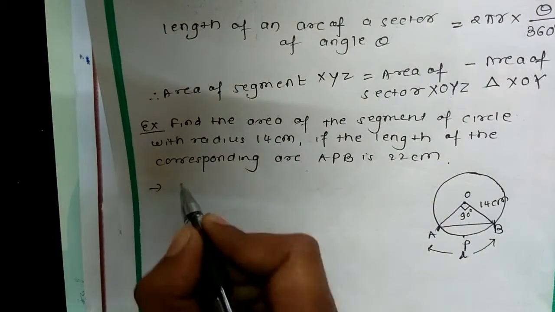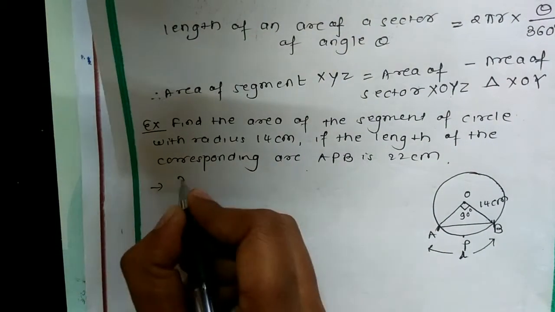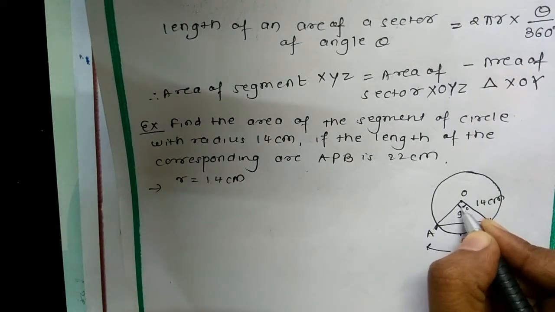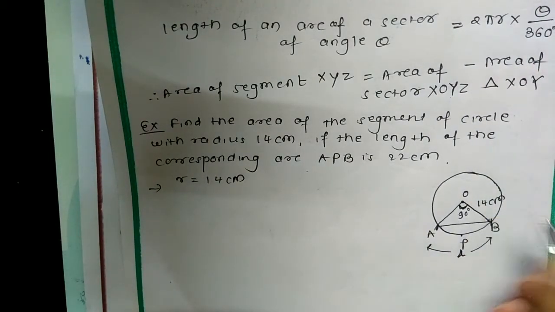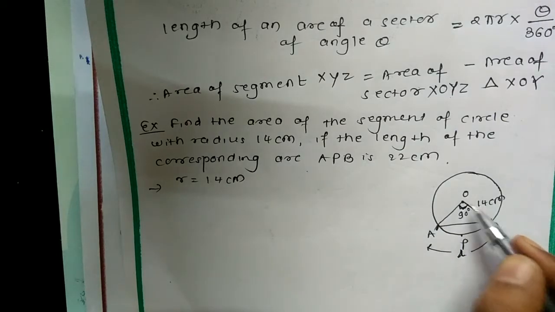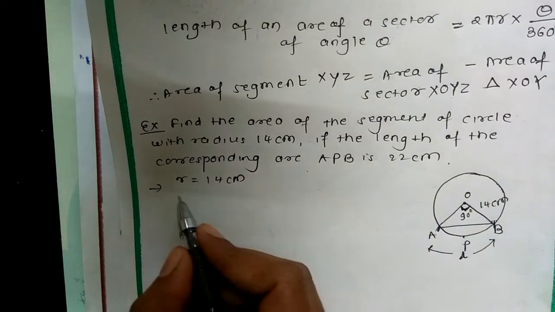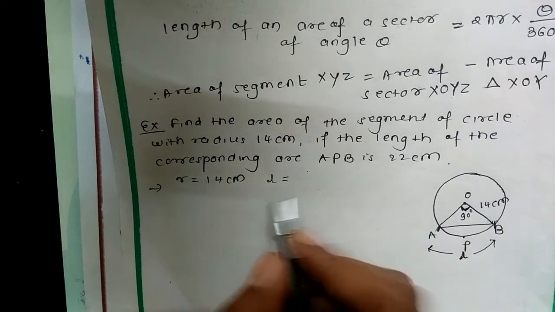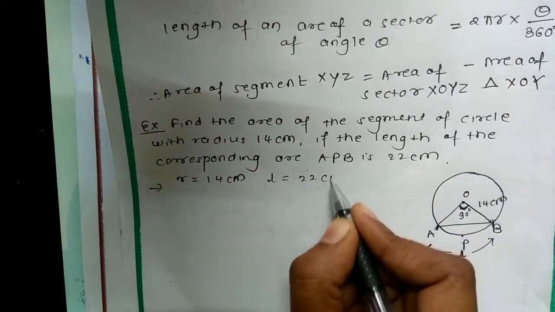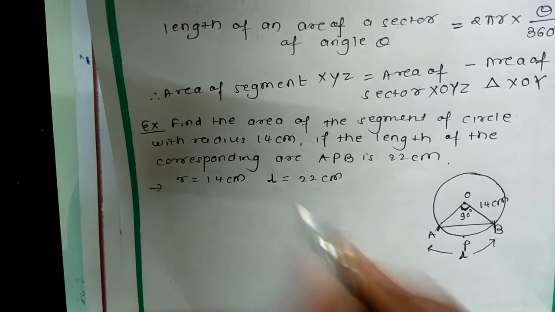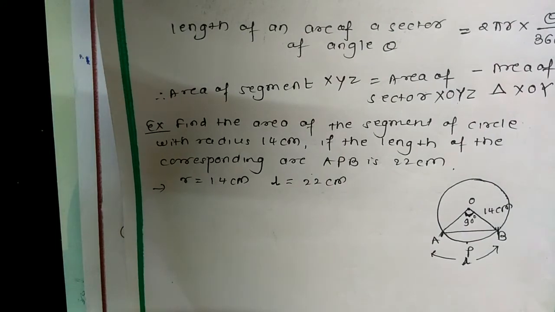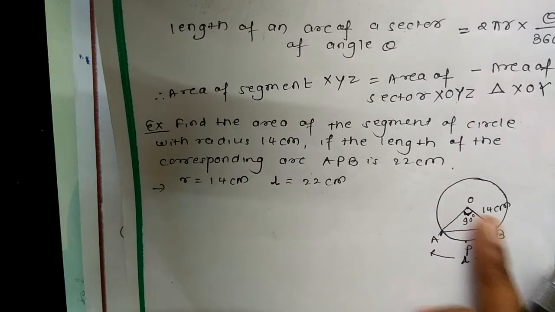First we will write down the given things. The radius is given as 14 cm, and you can see here the angle of the sector, formed by the radii OA and OB, is 90 degrees. And the length of the arc, l, that is the length of arc APB, is given as 22 cm. So to find the area of the segment, we should first find the area of the sector.